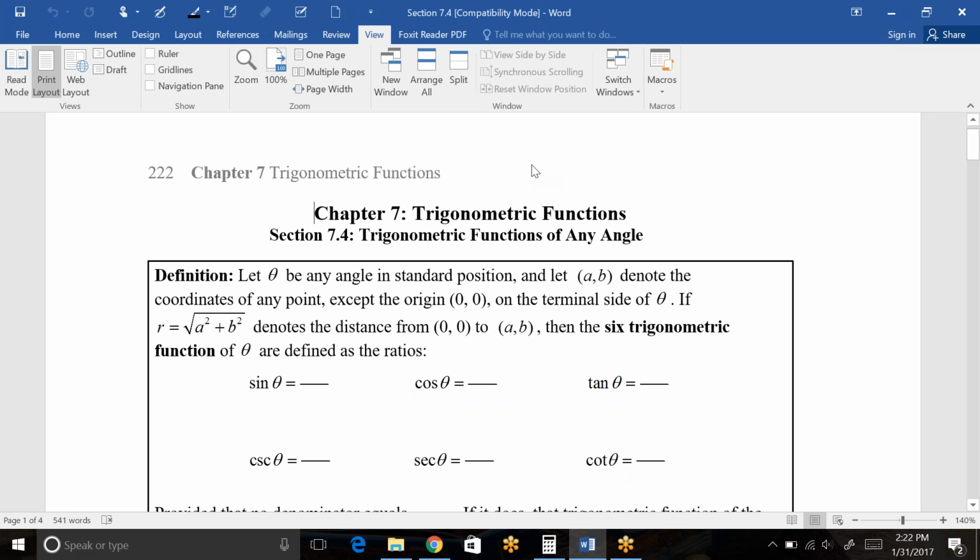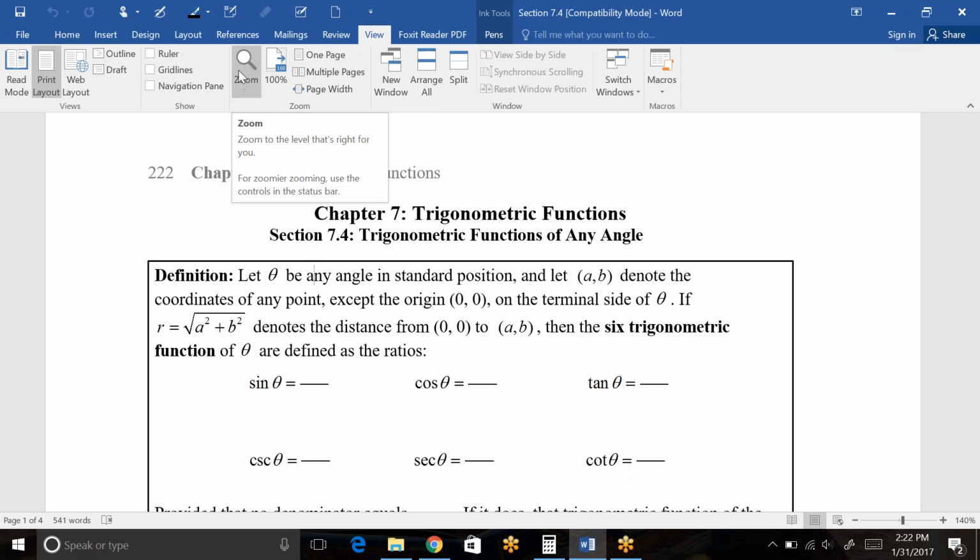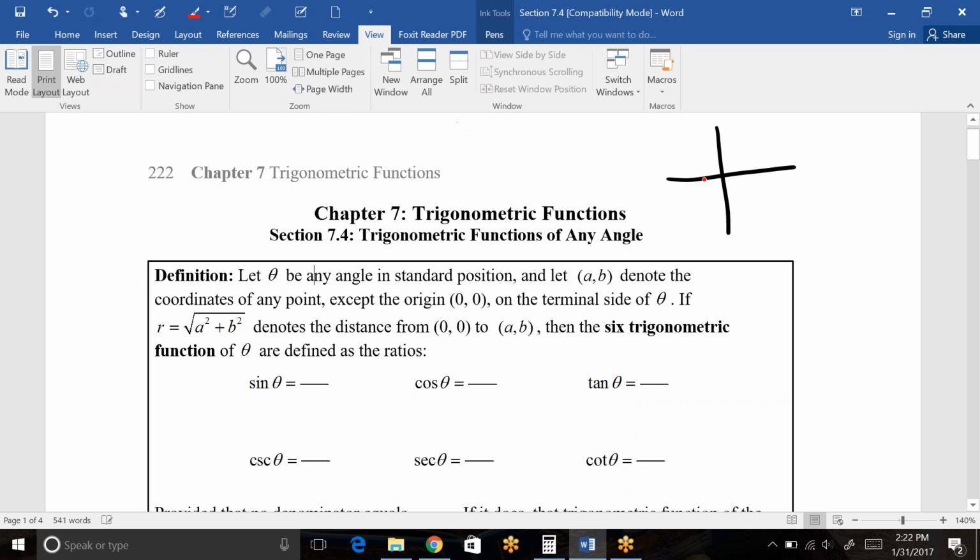Okay, this is the 7.4 notes for the online trig class, trigonometric functions of any angle. The definition says let theta be any angle in standard position, which remember means that the vertex of the angle is at the origin and its initial side is on the positive x-axis. So here's your angle. It has a vertex at the center. There's the initial side, and then it opens either clockwise or counterclockwise around that.